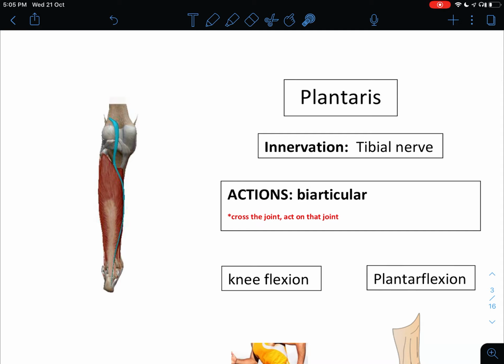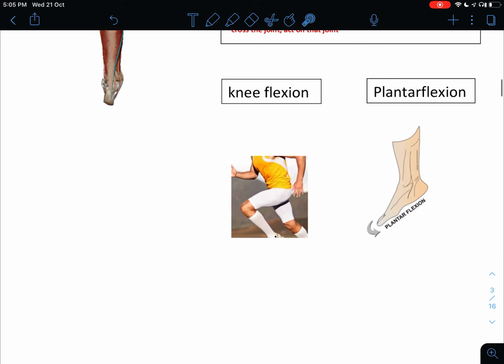Next, we have our plantaris. Now, some people actually don't have a plantaris, and this is innervated by the tibial nerve, and it again is biarticular, and it helps with knee flexion, the heel towards the hips, and plantar flexion, toes down towards the ground.